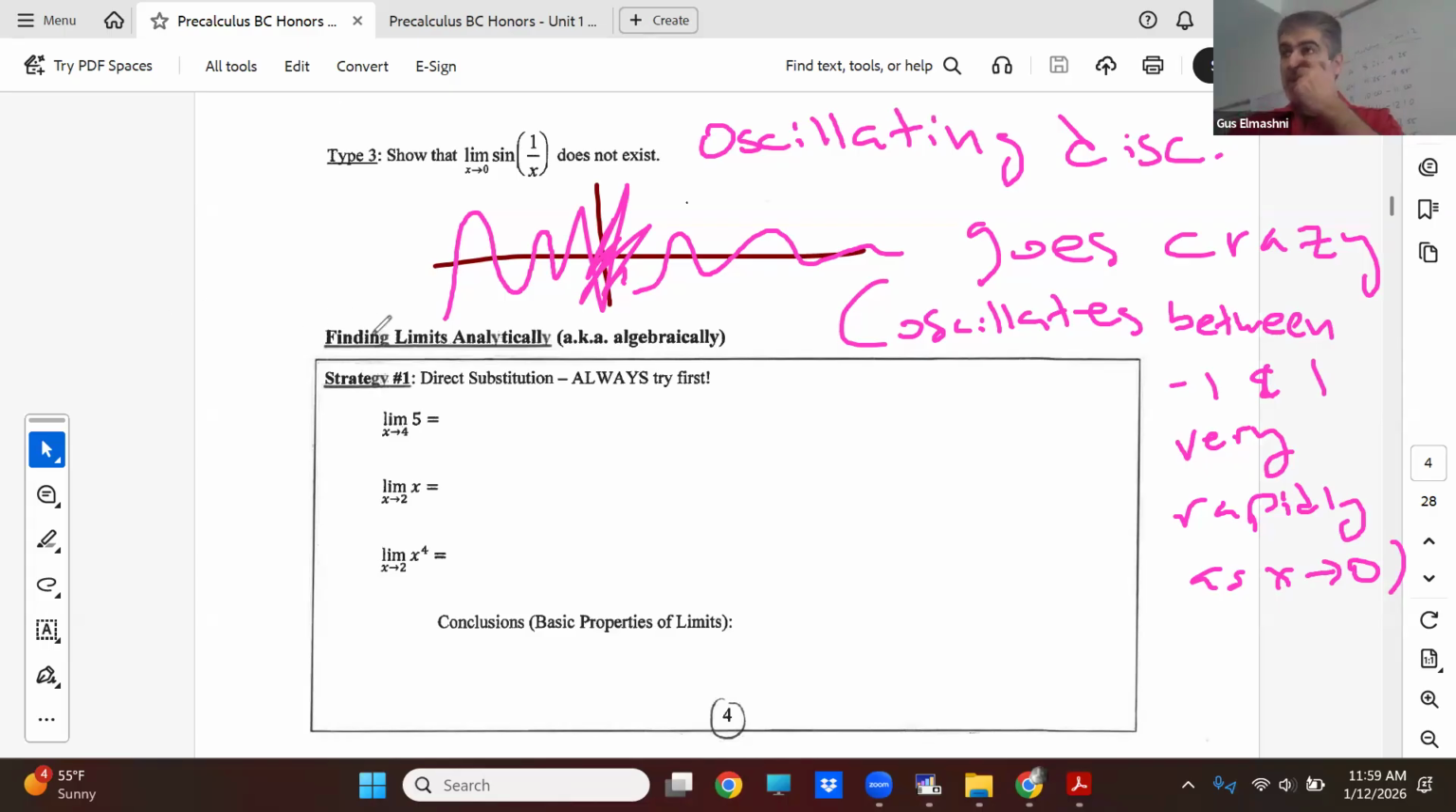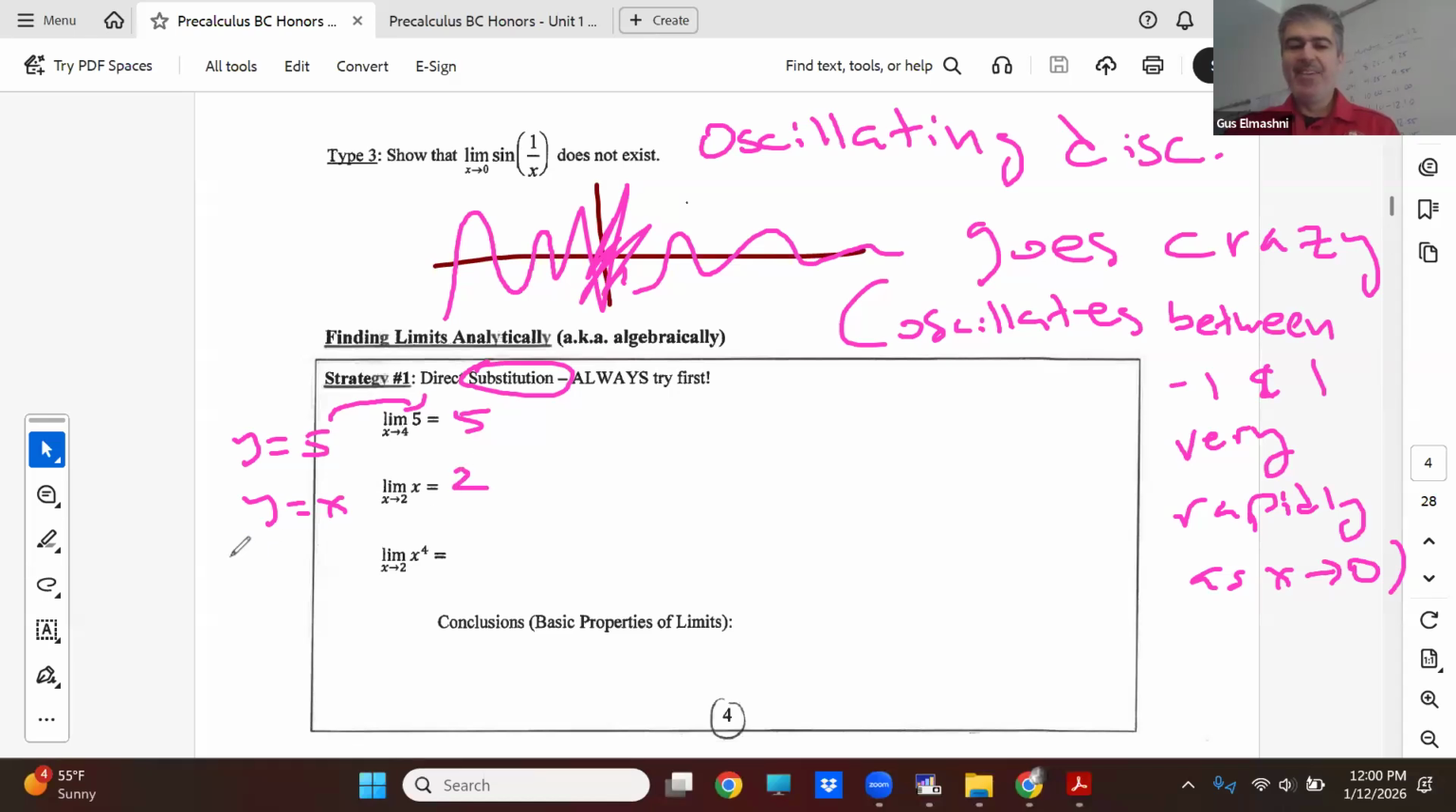Now, finding limits analytically, that's where we really need to spend most of our time. Definitely. Do I see you guys tomorrow? No, Wednesday. We're going to spend a lot of time with that. One thing you should always do is always substitute first. Sometimes it's just that simple. Isn't that just y equals 5? What's the y value of y equals 5? So it's just 5. It's just that simple.